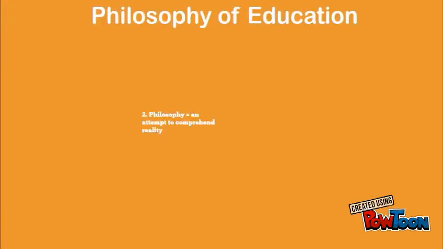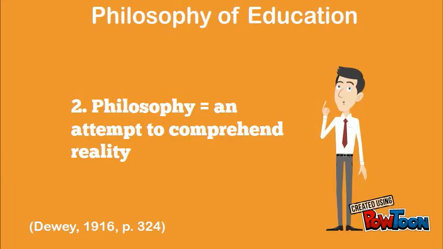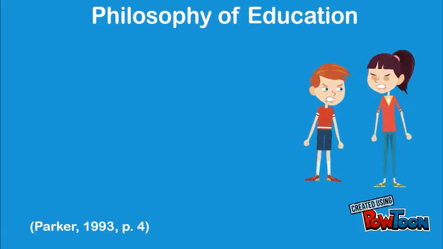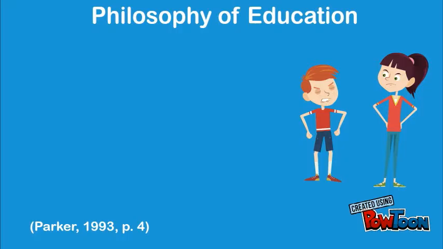Dewey didn't think philosophy and education were separate fields. In fact, he defined philosophy as an attempt to comprehend reality. In this respect, his philosophy of education was also connected to science and psychology. But most importantly, Dewey thought that education worked best when people from different backgrounds had healthy conflicts of ideas.